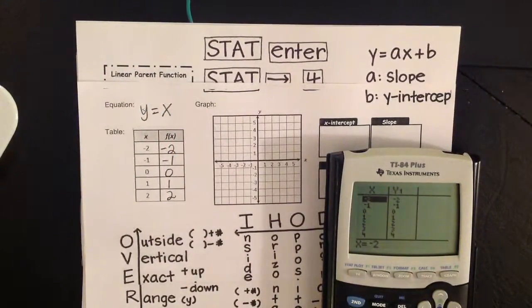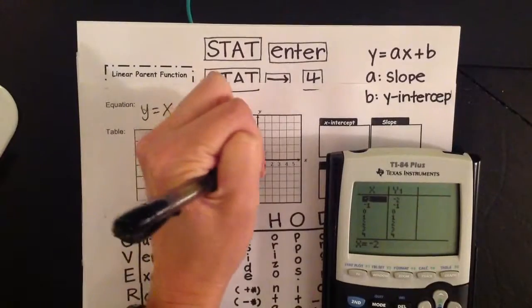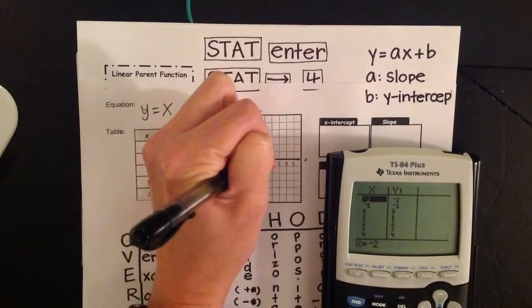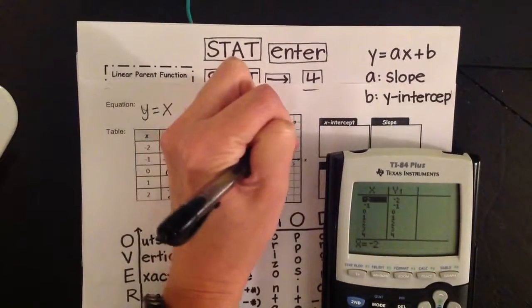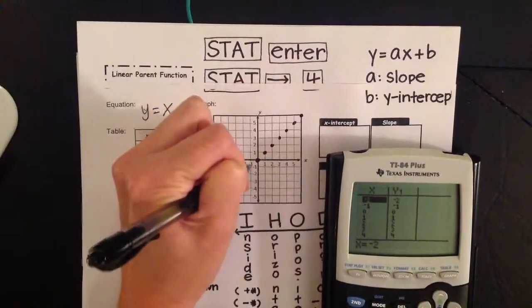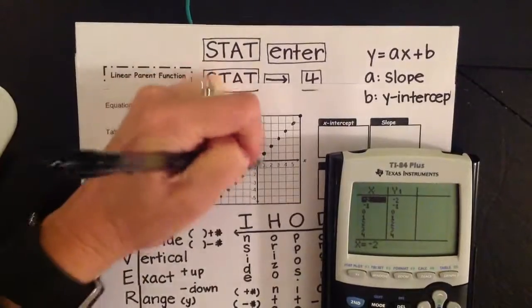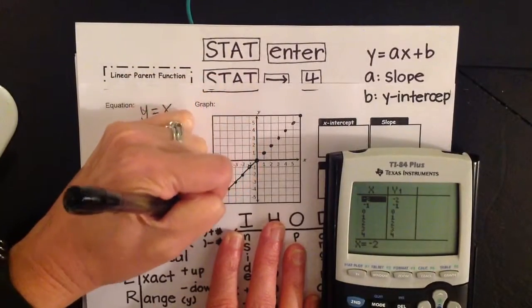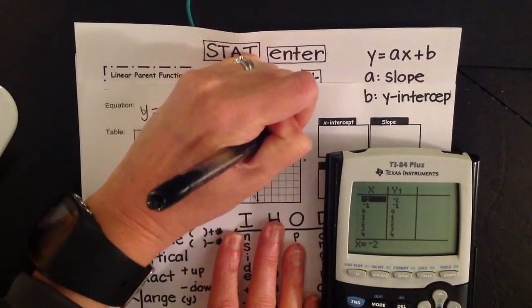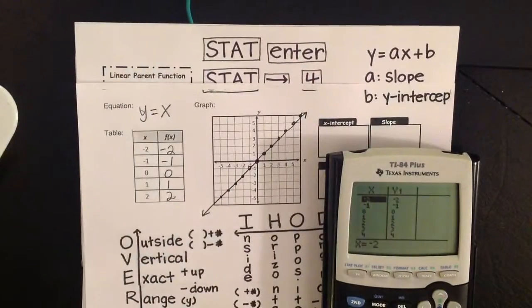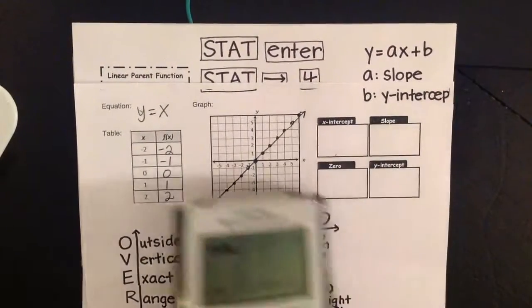That should make it pretty easy to fill in our table because our x values and y values match. Now we're going to plot our ordered pairs. Again, your x values and y values match, so that makes it pretty easy to plot. And if you notice, it makes a diagonal line across your coordinate plane.